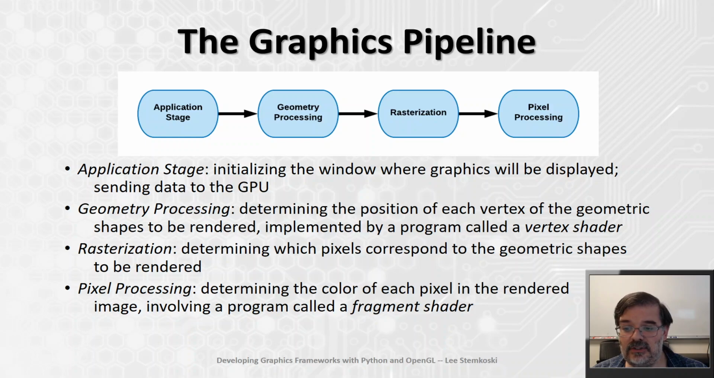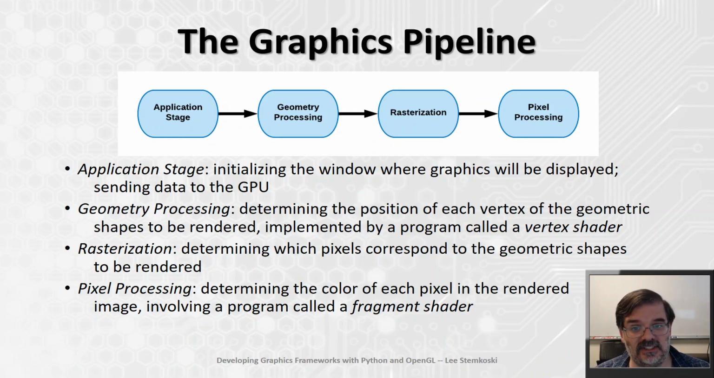In the application stage, that consists of initializing the window where the graphics are displayed and sending data to the GPU, and we'll talk about this and all the other stages in much more detail later. There's the geometry processing stage, which is responsible for determining the position of each vertex of the geometric shapes being rendered, and that's implemented by a program called a vertex shader, which you'll learn a lot about.